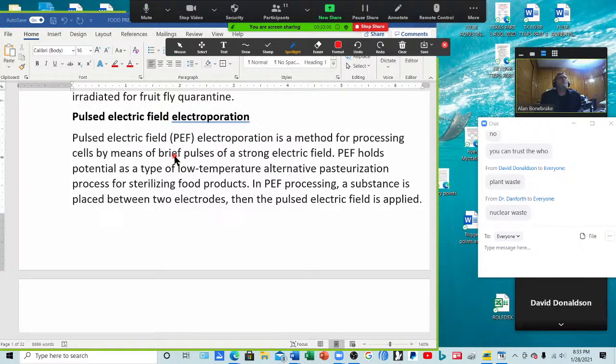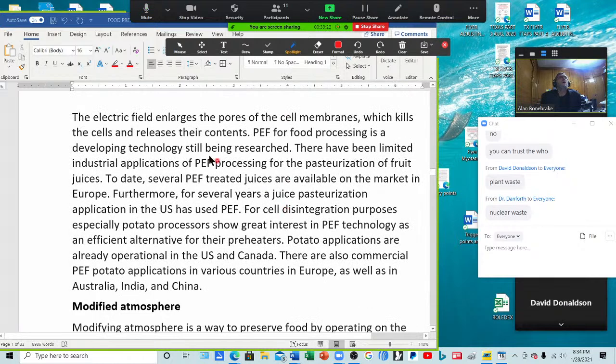Pulsed electric field, or electroporation, PEF, is a method for processing cells by means of brief pulses of a strong electric field. It holds potential as a type of low temperature alternative pasteurization process for sterilizing food products. In PEF processing, substances are placed between two electrodes, then the pulsed electric field is used. It enlarges the pores of the cell membrane, which kills the cells, releasing their contents. PEF for food processing is a developing technology still being researched.